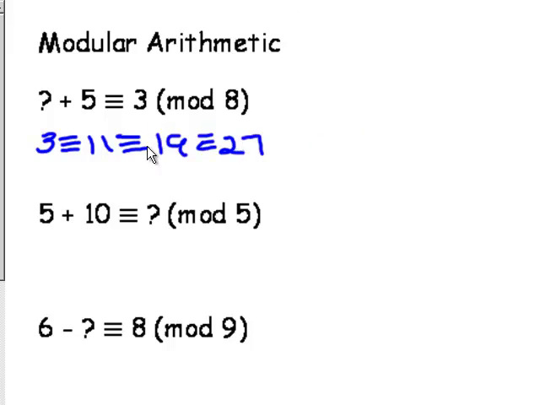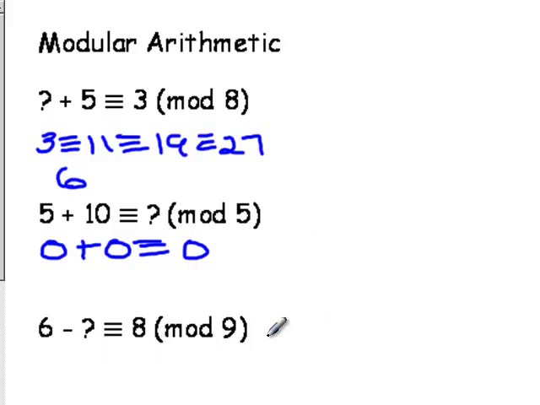But what we're trying to do is get a sum of 11, because I know 6 plus 5 would be 11. Or we could do 14, but I'm going to look for the smallest number. So our answer will be 6 is our unknown number, because 6 plus 5 would be 11, and 11 is a congruent number to 3 in mod 8. Our next example, 5 in mod 5 is 0. 10 in mod 5 is 0. So our answer will be 0 in mod 5.